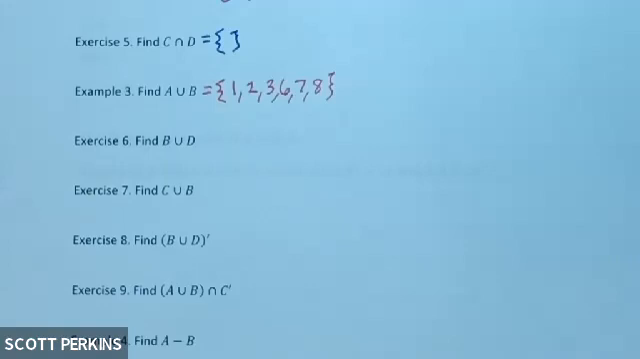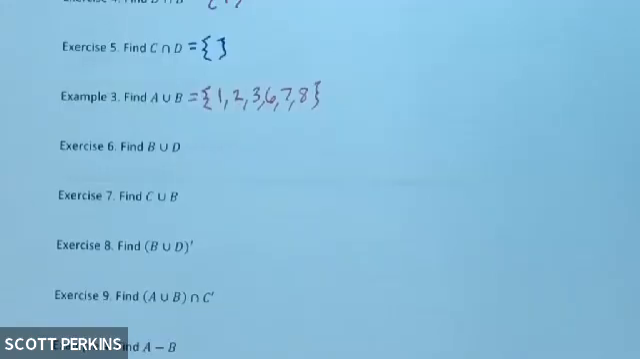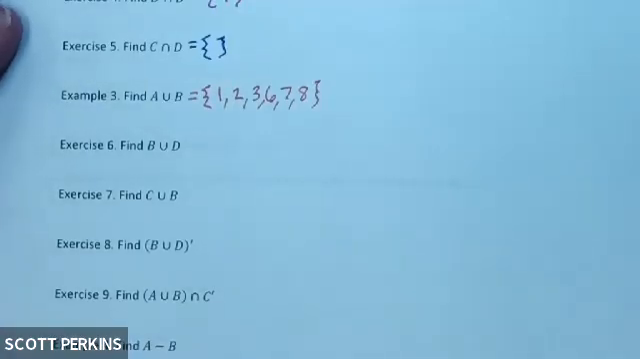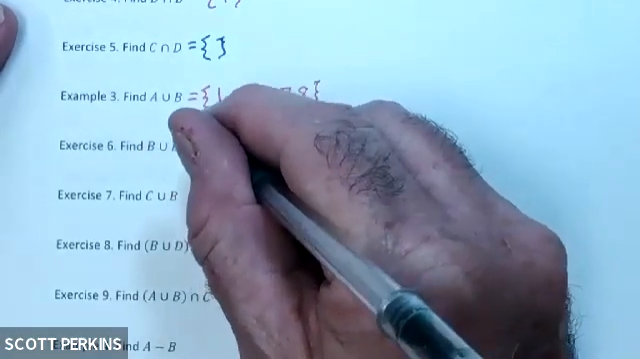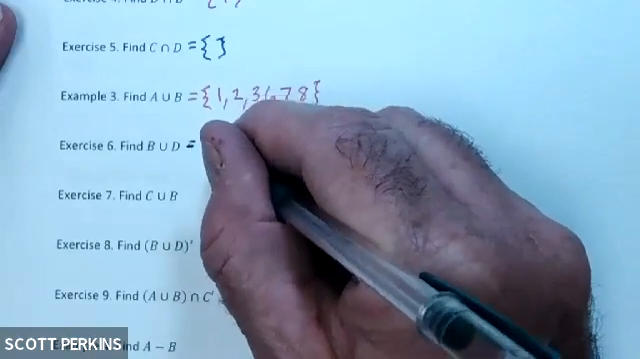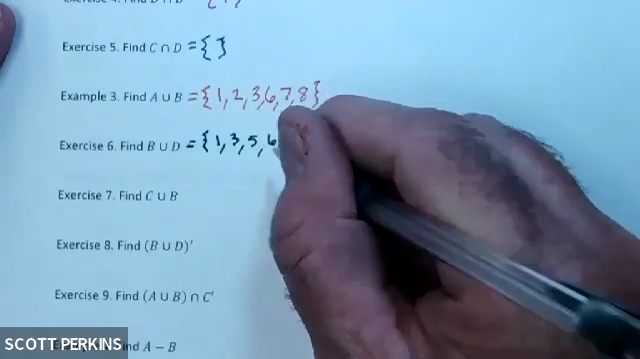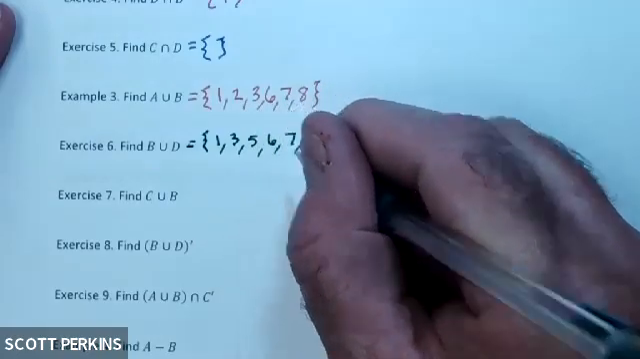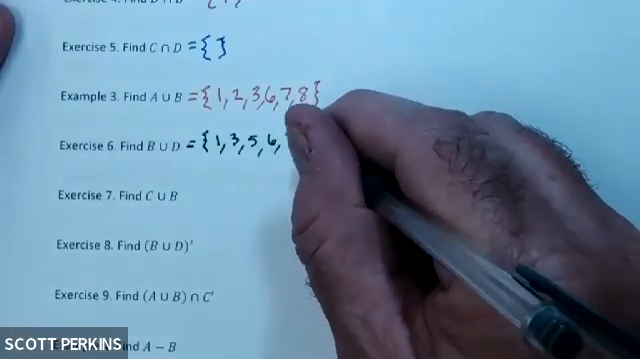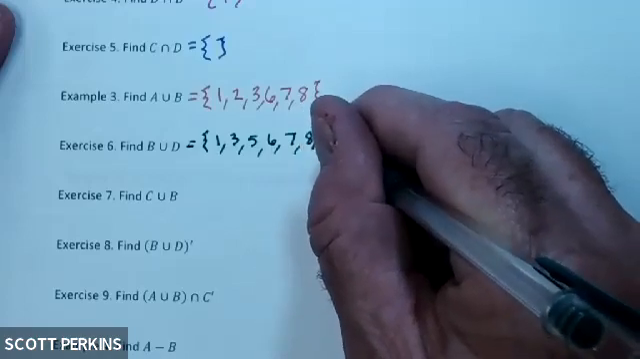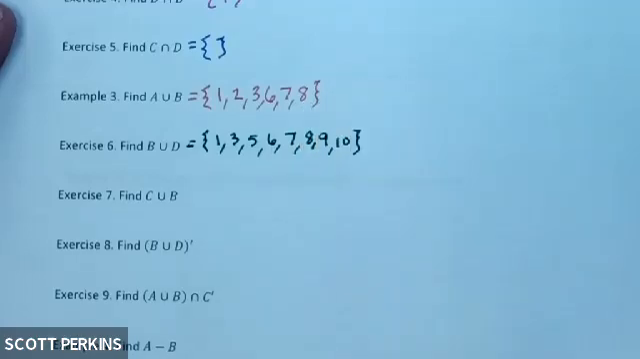If you would please do the same thing with B union D. Set B is 1, 3, 6, 7, 8. D is 5, 7, 9, 10. So 1 is in B, and then 3 is in B, 5 is in D, 6 is in B, 7 is in both, but you just write it once. 8 is in B, 9 is in D, and 10 is in D. And there we go. There's B union D.